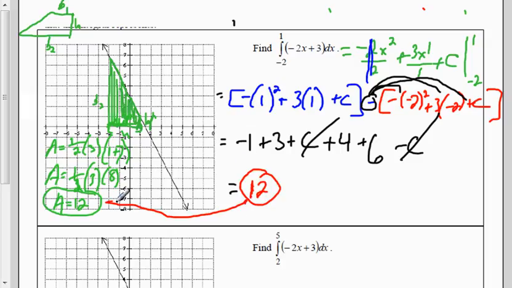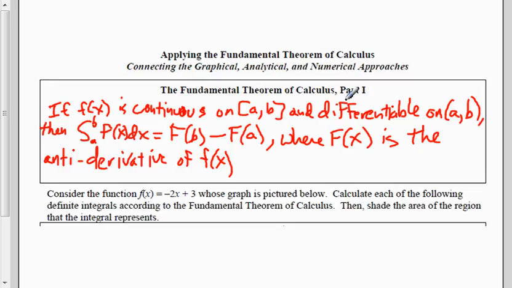And I notice that I get the same value that I would have if I just took the area of the trapezoid. And we're not always going to have the picture to help us. It's much easier when it's a trapezoid, and we're not always going to have a trapezoid. And again, this goes back to our fundamental theorem of calculus. So if f of x is continuous on the interval and differentiable, then the integral of the function from a to b is equal to the value of the function at the high end minus the value at the low end, where F of x is the antiderivative of little f of x.